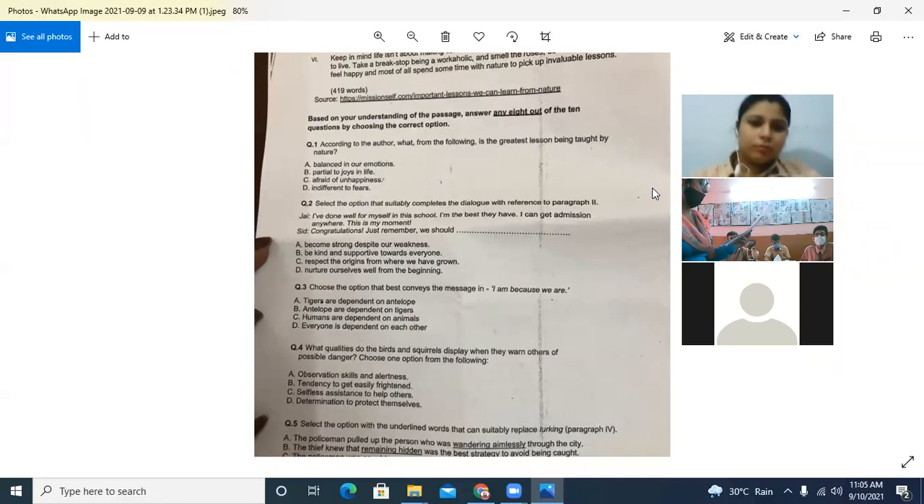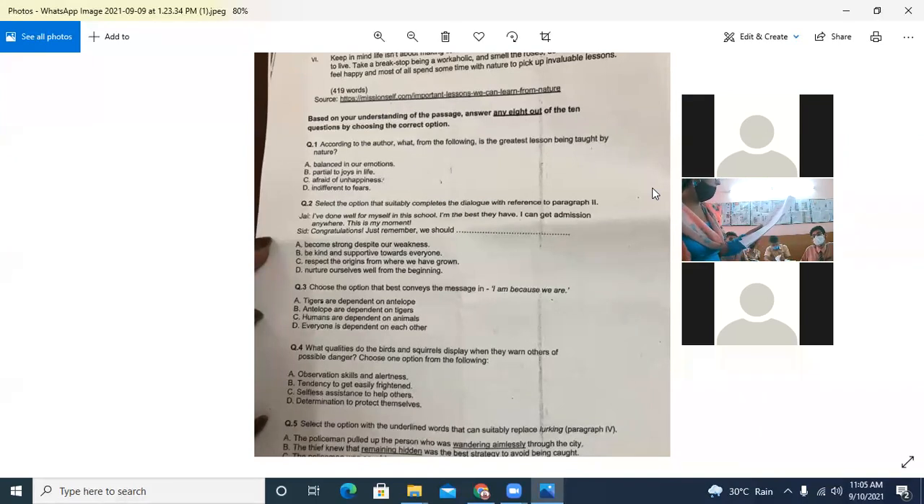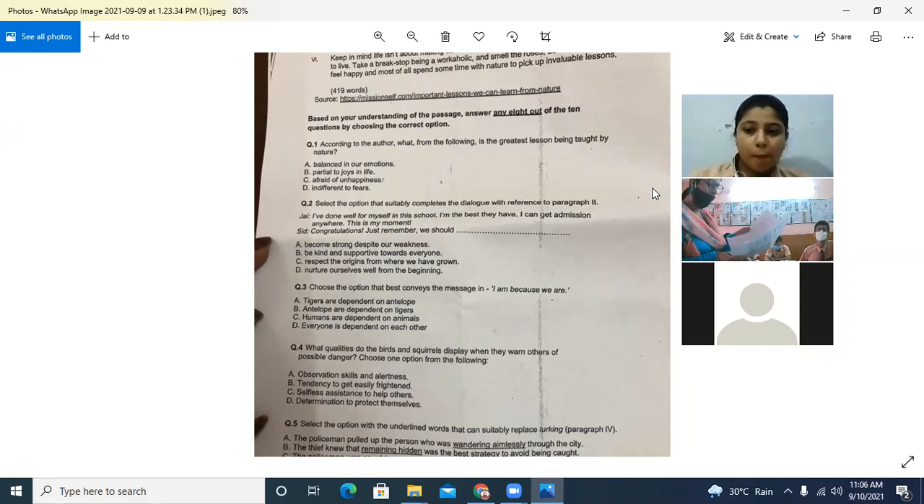What qualities do the birds and squirrels display when they warn others of possible danger? Which option? Observation skills and alertness. It is a tendency to get easily frightened. Selfless assistance to help others, or determination to protect themselves. No. Ma'am, third option. Yes, ma'am, C option. It is selfless assistance to help others. See, the last paragraph, I'm not going to show that, because it is the last one. It is mentioned, one life extinguished for the betterment of others is a small price to pay. It is selfless assistance. Next.